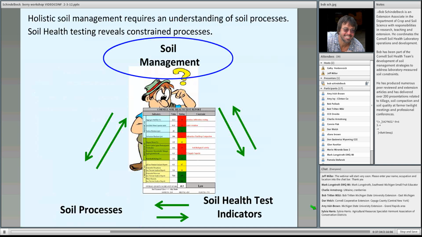Right. So last week, really, we talked about the soil processes and the soil health test indicators at the bottom. We spent a lot of time on that. I introduced this idea that we can use this information in the test report towards our soil management. But again, to use this holistic strategy, we have to understand the processes, find out which processes are impaired, then tweak our management to address them.